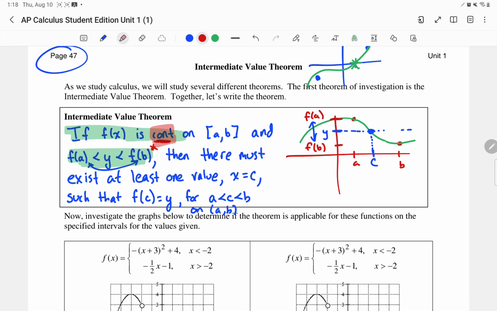So the "then" part is the result, right? What is the result? There has to be some value c where f of c is equal to y in between a and b, right? That's key, in between a and b.